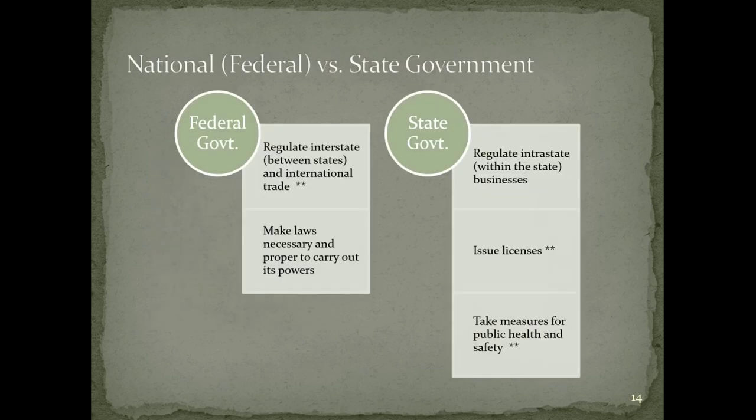So just some brief comments again about national versus state government. At the federal government, we see the regulation of interstate commerce, which is between the states, and the federal government makes laws that are necessary and proper to carry out its powers. The state government is intrastate, so basically within its jurisdiction, its state, and they do things like issuing licenses, like for pharmacists, and then they take measures for the public health and safety. So the practice of pharmacy, if you will, is more so regulated at the state government level. So we'll see more of that at the state.